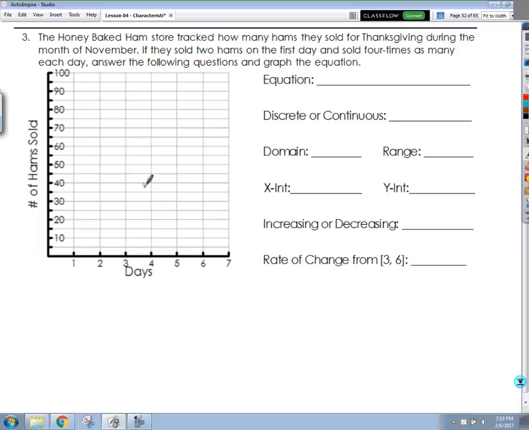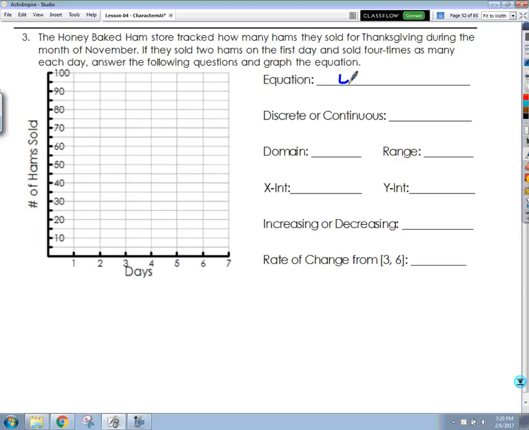The Honey Baked Ham store tracked how many hams they sold for Thanksgiving during the month of November. If they sold 2 hams on the first day and sold 4 times as many each day, answer the following questions and graph the equation. All right.